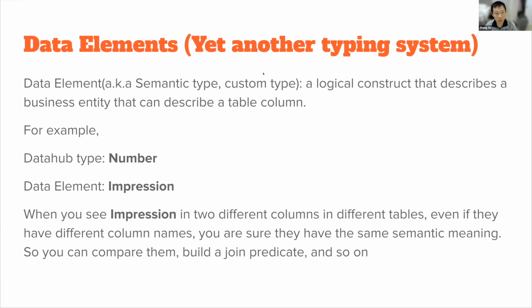And the second thing I want to introduce is data element. Data element in Pinterest, we can think of this as another typing system. So this data element means a logical construct that describes a business entity and describes a table column. For example, we have a DataHub type number, and the number is not enough to describe this column precisely. But if we use impression type, then we can describe it precisely. Then when you see impression in different tables, you will be very sure that these two different impressions are the same thing, although their column names can be different.